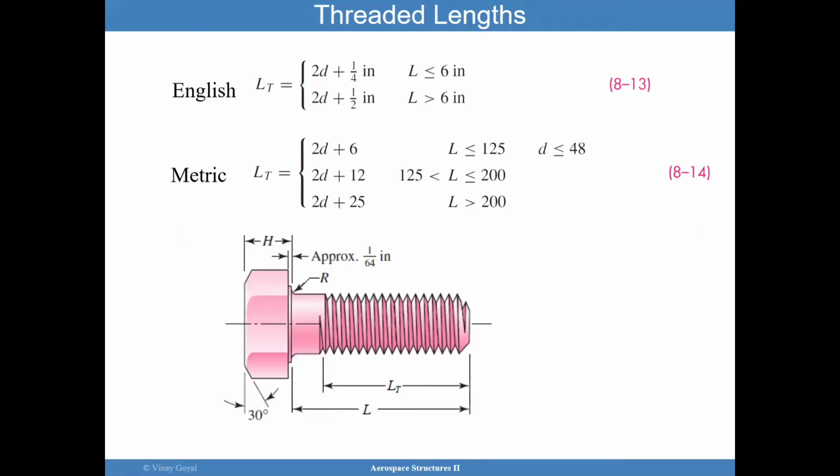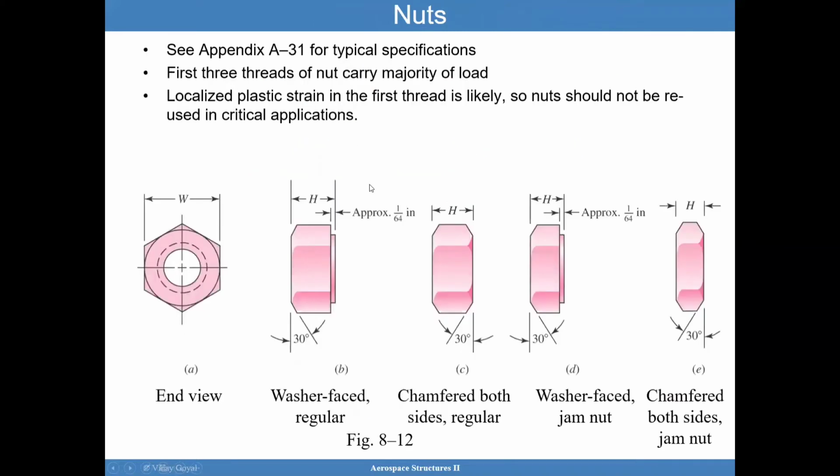I want to talk a little bit about the threaded lengths, and knowing this information, I want to point out that this length can be found. Given the diameter, we can then determine for different lengths what is the threaded length. These are very standardized and can be found with these formulas. You can find specific typical applications, typical specifications in Appendix A31 of Shigley.